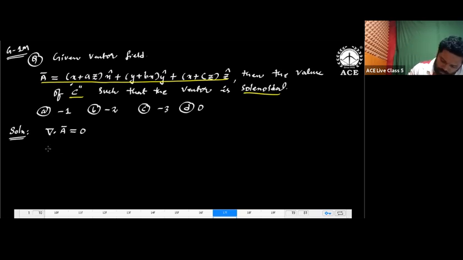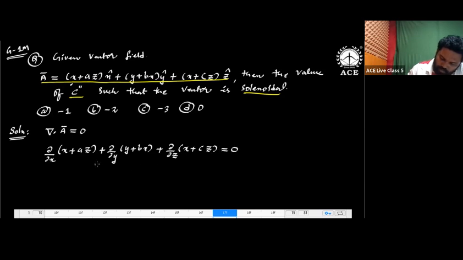Here it is ∂/∂x of (x plus az) plus ∂/∂y of (y plus bx) plus ∂/∂z of (x plus cz) is equal to 0. So here it is 1 plus 1 plus C is equal to 0. C is equal to -2 is the answer.